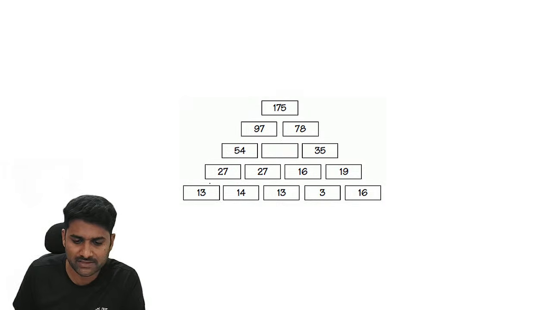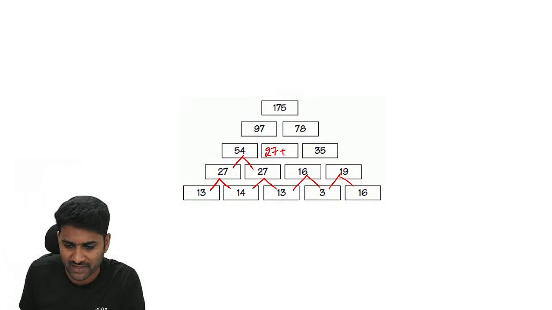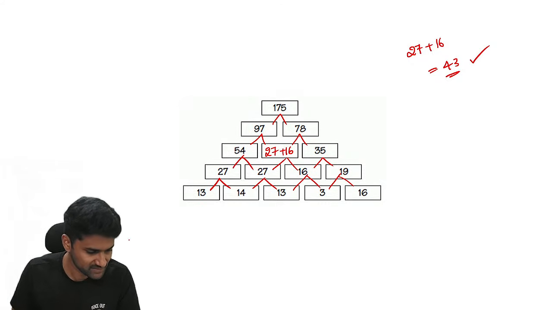Srivash, very good. It's correct. So 13 plus 14 is equal to 27. 14 plus 13 is 27. 13 plus 3 is 16. 3 plus 16 is 19. Same way, 27 plus 27 is 54. Then the answer must be 27 plus 16. You can check here: 27 plus 16 is equal to 43, which is the correct answer. It's very good, Nana Dikshita.